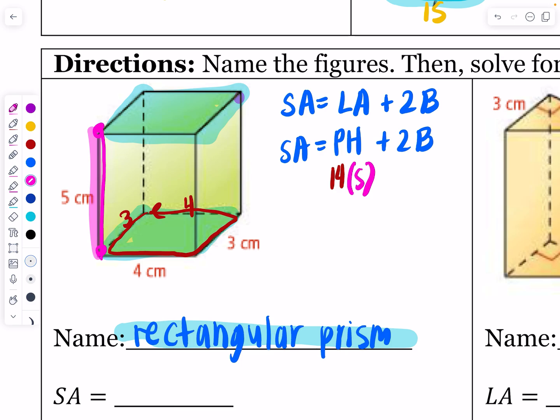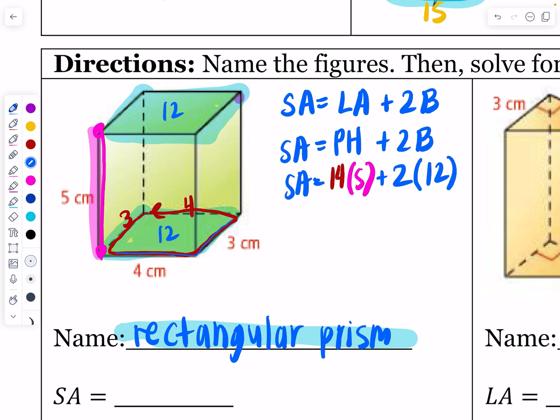Okay, so that gives me my walls. I go all the way around. I have 5 centimeters of height. I have a perimeter of 14. And we're going to do that plus 2 of the bases. Well, what's the area of the base? That is going to be a 4 by 3 rectangle, which gives me 2 bases that are 12 centimeters squared each.